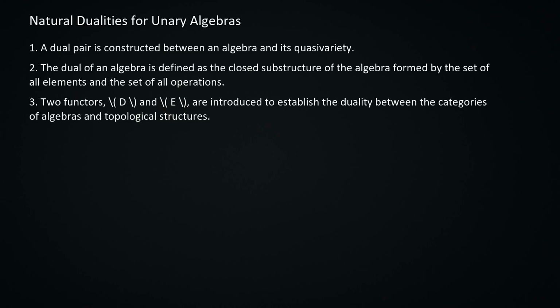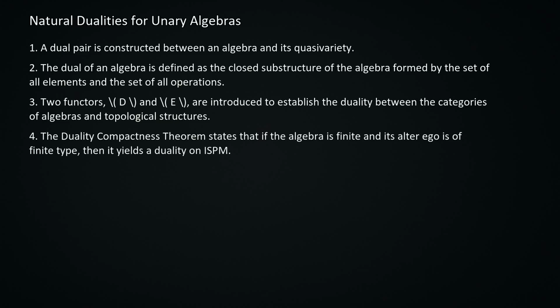The authors then introduce two functors, D and E, which map an algebra to its dual, D(A), and a structure to its dual, E(X). These functors are crucial for establishing the duality between the category of algebras, ISP(M), and the category of topological structures, IScP(M~). The duality compactness theorem further reinforces this relationship by asserting that if M is a finite algebra and its alter ego, M~, is of finite type, then M~ yields a duality on ISP(M).